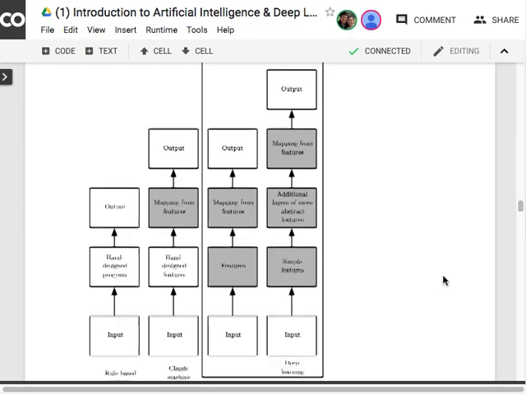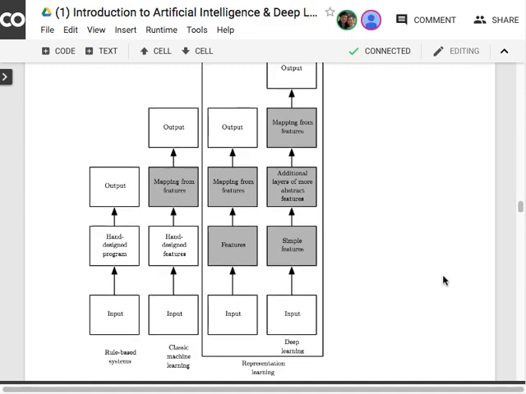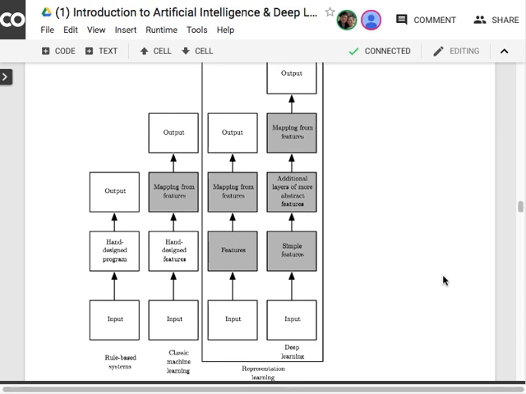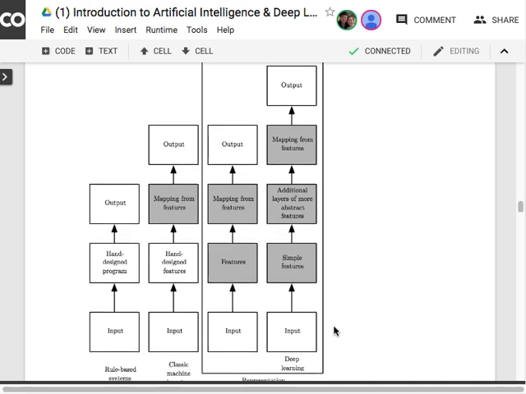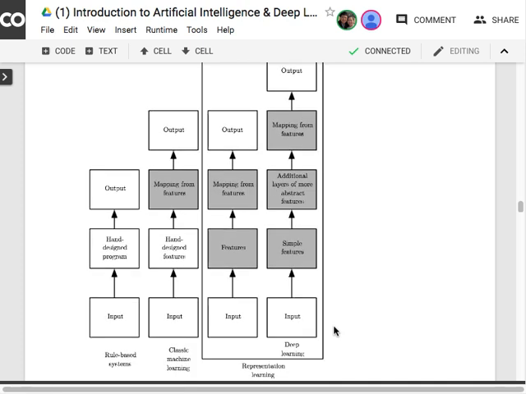And I love this figure. It's very clear. The gray box here is the process that we need. The shaded box is not able to learn from data. So this is the beginning of AI, the rule-based system. We have the input and a hand-designed program by a human, and it becomes the output. This is what programmers, developers, and web developers are doing, all of them.